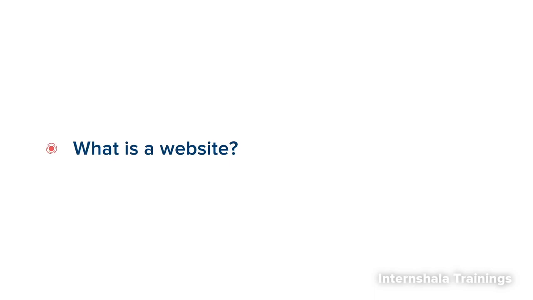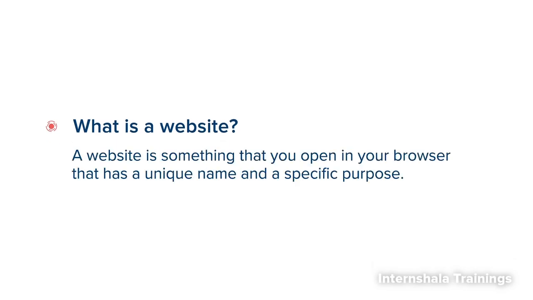You have used multiple websites and you already know what a website looks like. So let us put a formal definition to a website. A website is something that you open in a browser. A website has a unique name and a specific purpose. It is composed of multiple related web pages that contain some specific information.